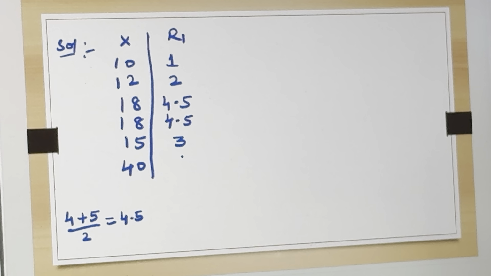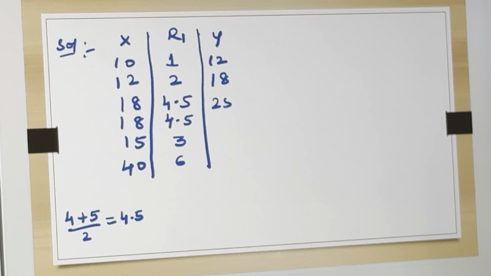So the last rank is nothing but 6. Okay. So next write the values of y. Y के observations क्या दिए हैं? पहला value है 12, then you have 18, then you have 25, and then you have 50 and 25.